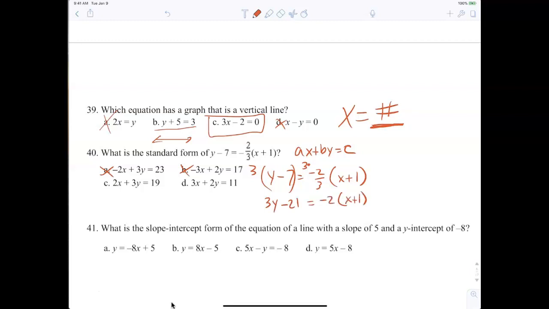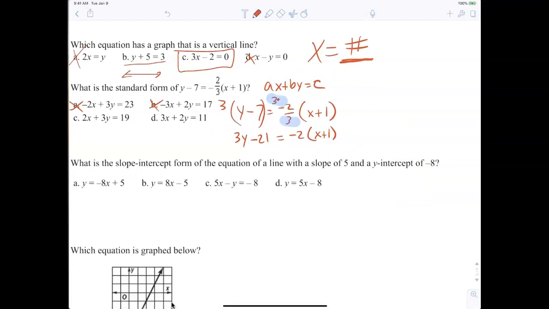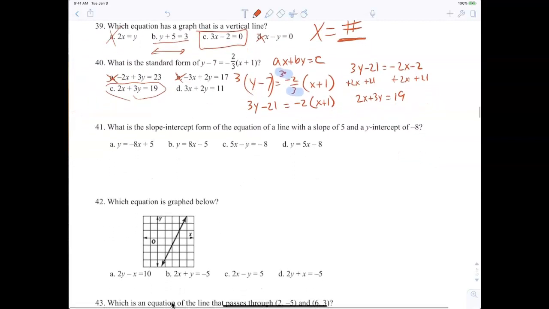Now normally I do that in one step, but here I'm going to remind you. So don't forget this 3 and this 3 cancels. Now I'm going to distribute the negative 2. So you end up with 3y minus 21 equals negative 2x minus 2. Add 2x to both sides, and add 21 to both sides. So I end up with 2x plus 3y equals 19. Correct answer, C. All right, next.